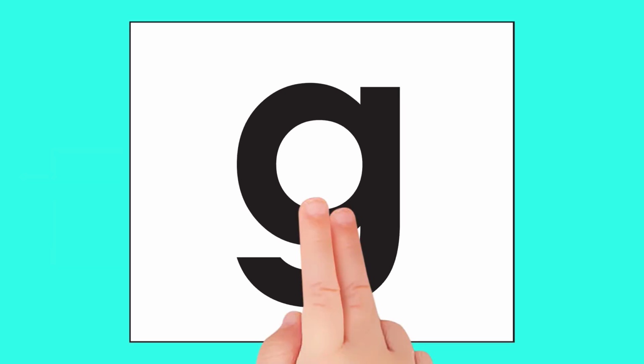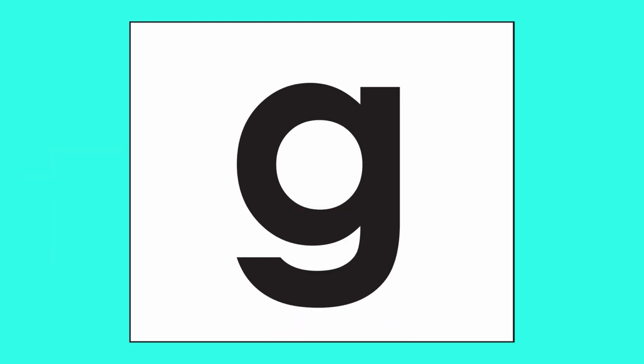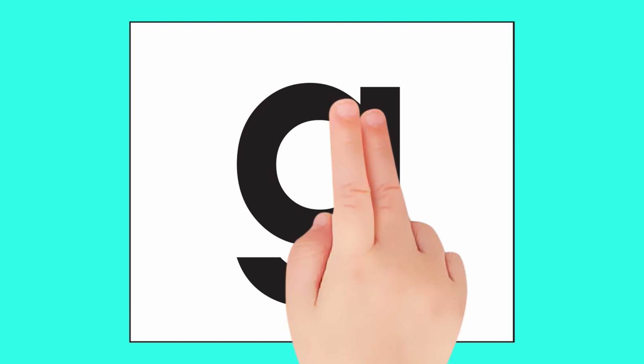This is small letter G. Now, we are going to learn by tracing. We start from here.